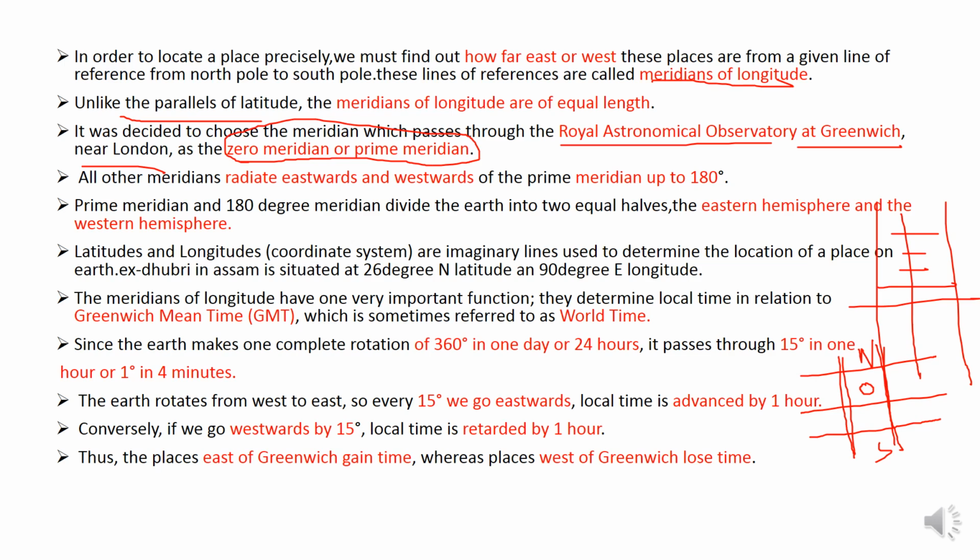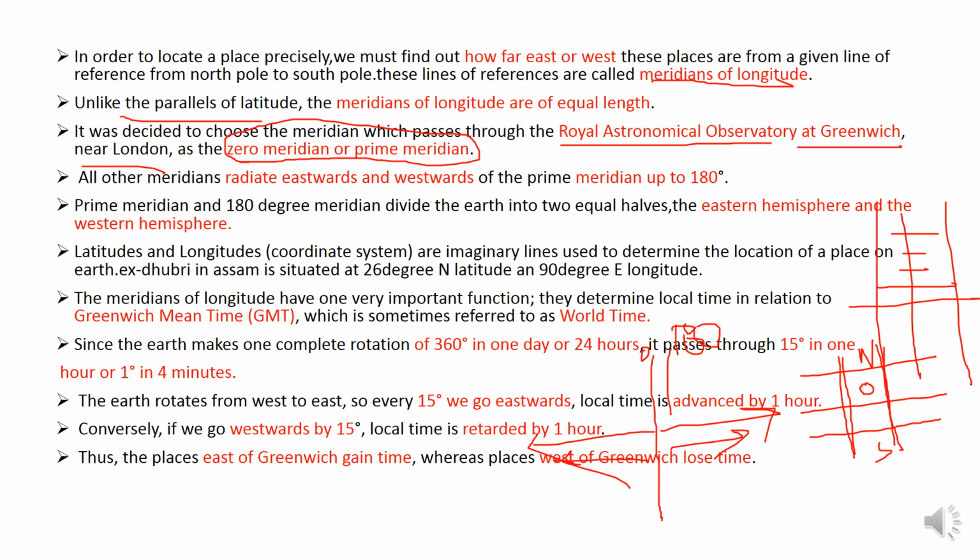All other meridians radiate from the prime meridian. The Royal Astronomical Observatory at Greenwich near London is chosen as the prime meridian. All other meridians radiate eastwards or westwards of the prime meridian up to 180 degrees. This is 0 and this is 180 degrees. So the prime meridian and the 180 degrees meridian divide the earth into two equal halves, the eastern hemisphere and the western hemisphere.